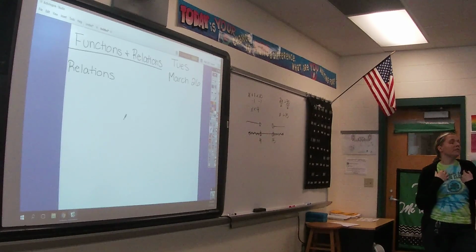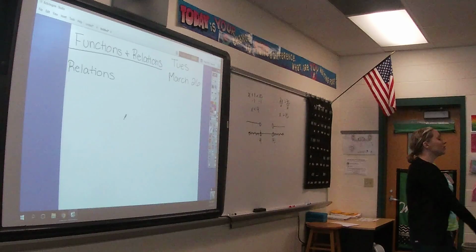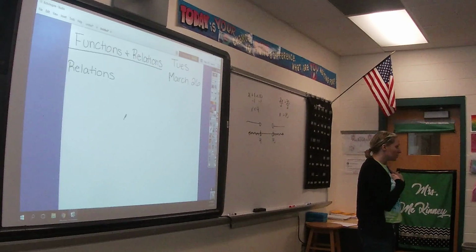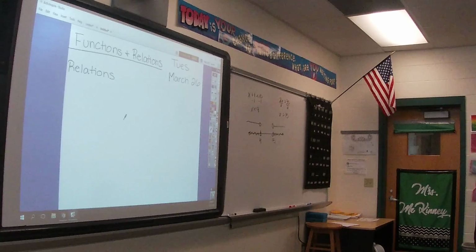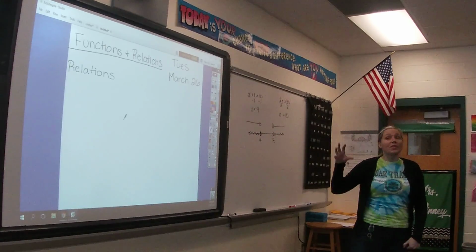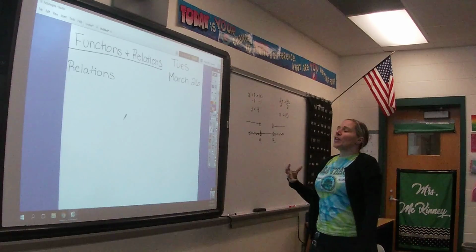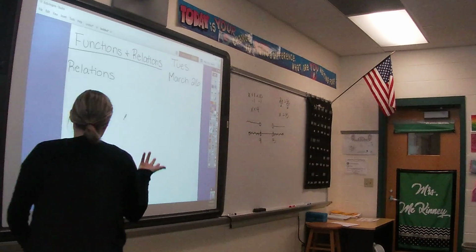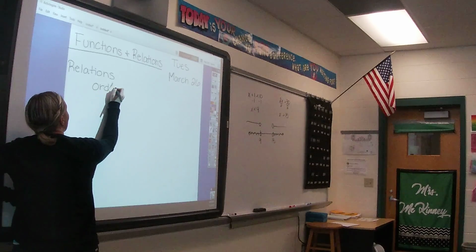Okay, so if George has $10 and I have two $5, who has more money? We both have the same thing, right? We're talking about the same thing, but we're representing it with different words. Okay, and that's exactly what we're going to be looking at. So there are different ways that we can represent them. Option one is that we can represent them as what we call ordered pairs.